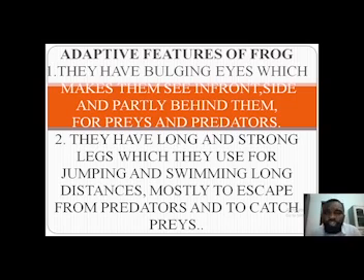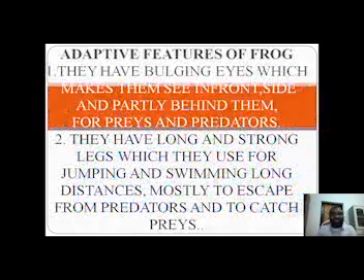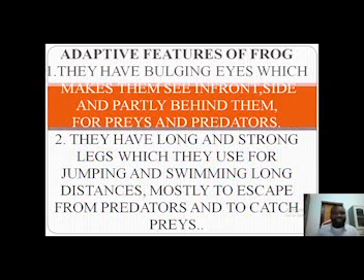Adaptive features of frog. Have you seen a frog before? Look at a frog. This is a frog. Have you seen a frog before? Very good. How does a frog do? Some of us, sometimes in the night, you hear frogs crying, and so on and so forth. Okay, adaptive features of frog.